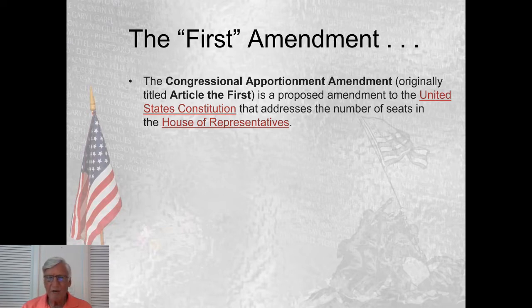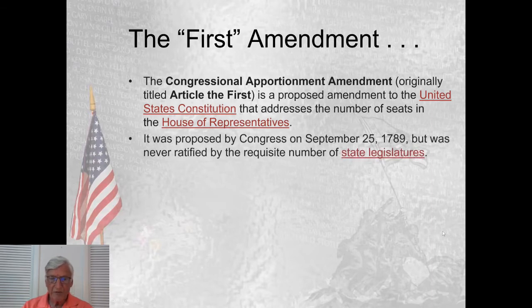Ultimately, there were like 35 of them. Now, some of them were duplicative. So when they finally get to the first Congress, James Madison takes that 35 and he boils it down to about, I think it was 17 or 18. And then as they debated in Congress, they further refined that down to 12 Bills of Rights. And those 12 are then sent out to the various states for ratification. The First Amendment was proposed on September 25th, 1789, and it was never ratified by the requisite number of state legislatures. And it's still sitting there.